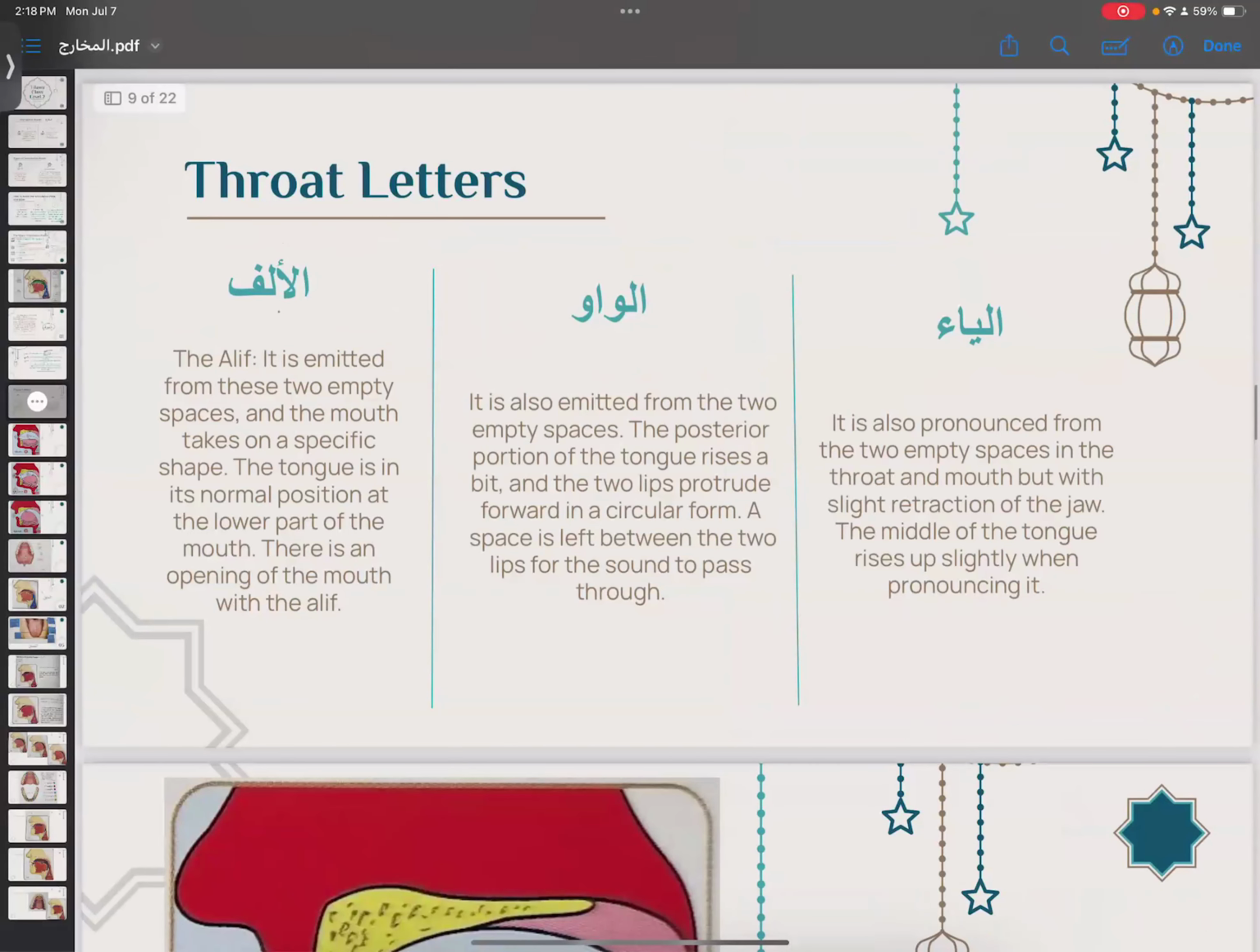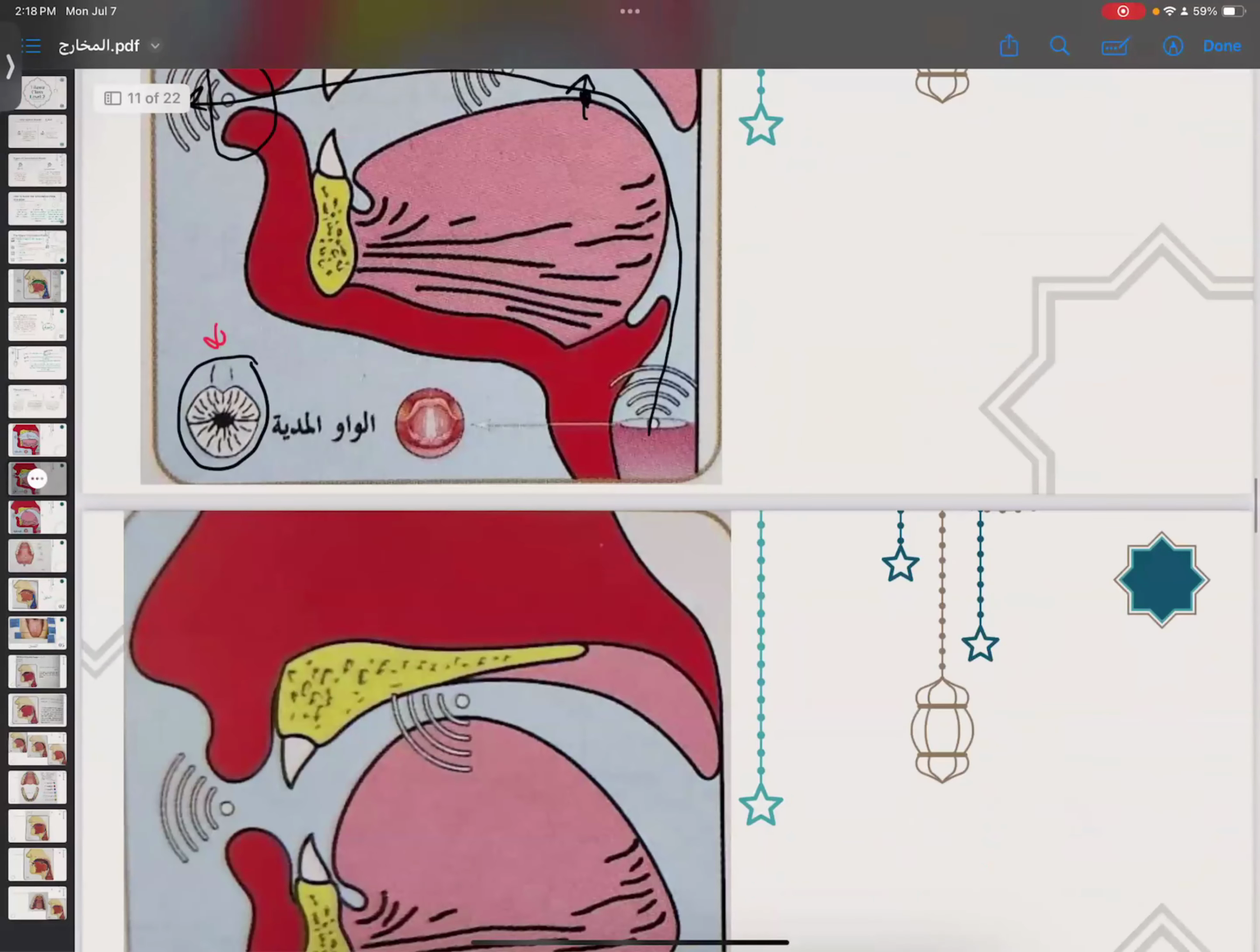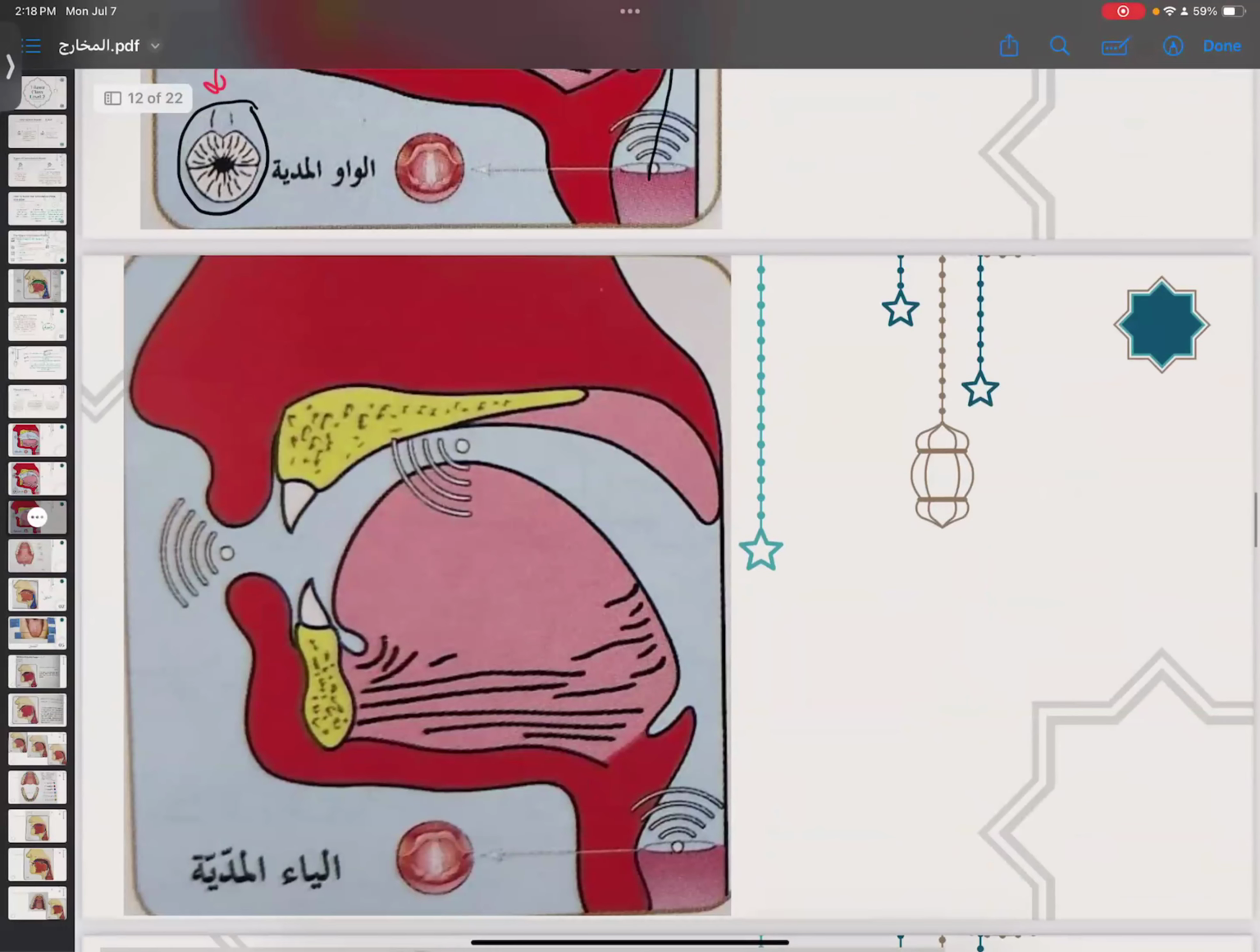And then al-ya. Al-ya is also pronounced from the two empty spaces in the throat and mouth, but with slight retraction of the jaw. The middle of the tongue rises up slightly when pronouncing it. Again, the words are a little bit hard, so I'm going to show you a picture.